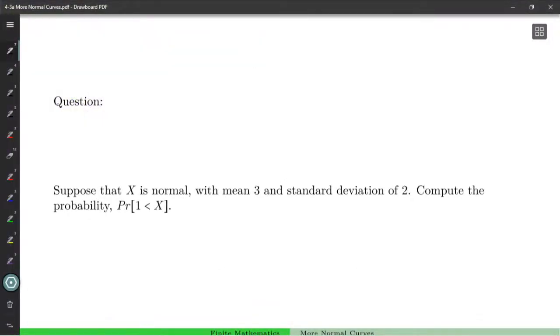Suppose that x is a normal random variable that has a mean of 3 and a standard deviation of 2. Compute the probability that x takes a value greater than 1.